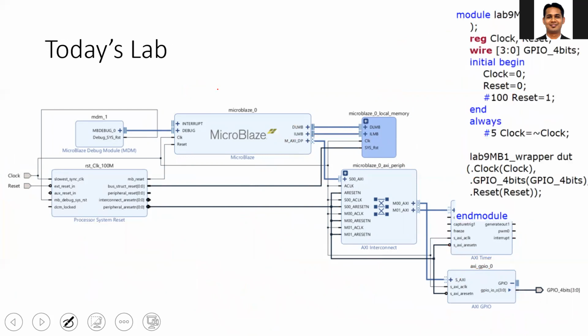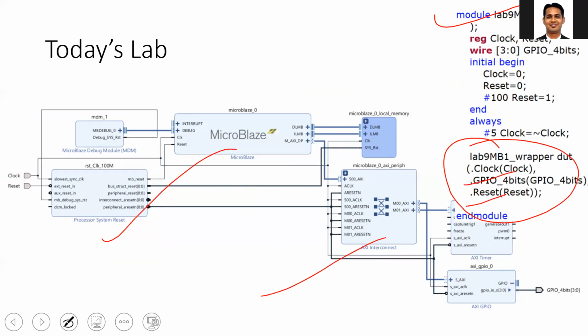So you can see that I have generated the test bench where I have instantiated this module, which has the clock, GPIO, and the reset as the interface signals. Initially I did the reset for 100 time units, and after that I generate a regular clock. So the first part is done.